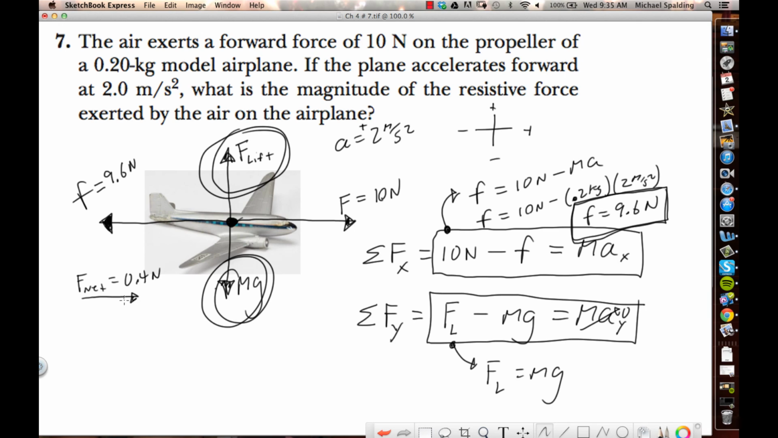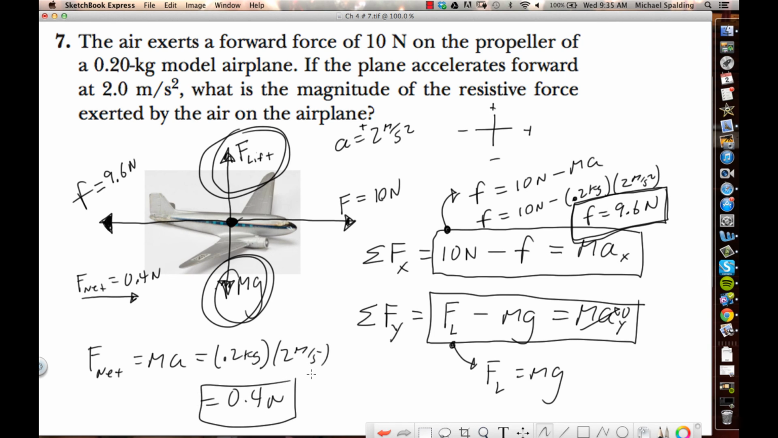0.4. Now what's another way you could have found that? You could have gone F net equals ma, m is 0.2, a is 2, 0.4. The net force is 0.4. But the resistive force, which is what they're asking for, is 9.6.